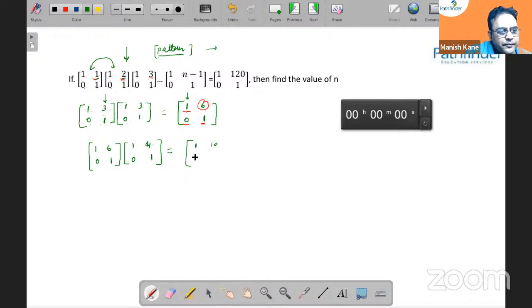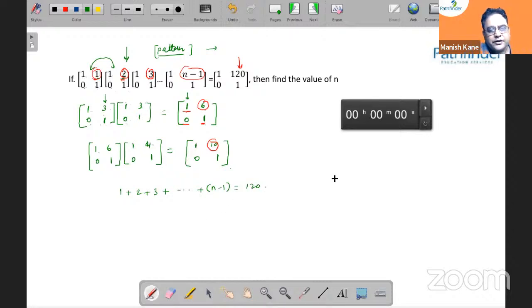This is 10. This is still 0 and this is still 1. So obviously the only element that is changing is this with every multiplication. So this element is nothing but a sum total of 1 + 2 + 3 and so on till n minus 1. So that is precisely what I will do. 1 + 2 + 3 and so on till n minus 1 should give me a 120.